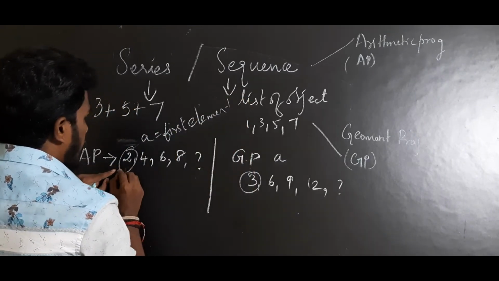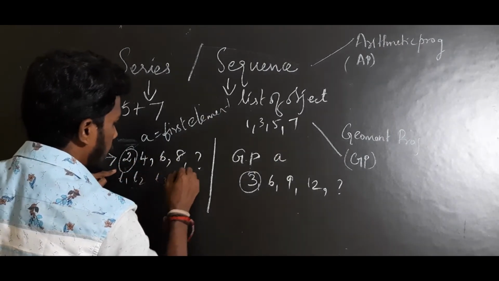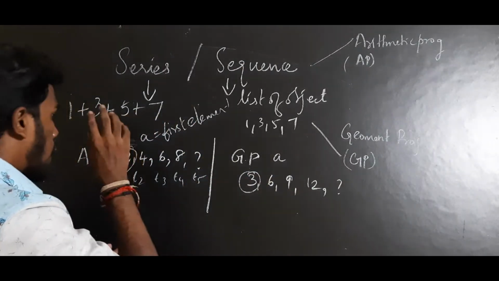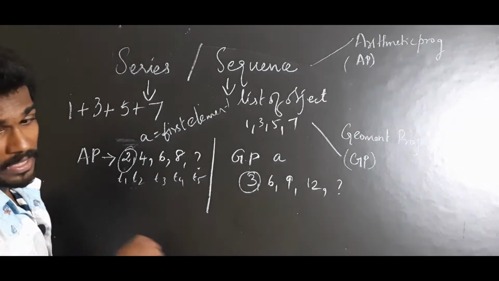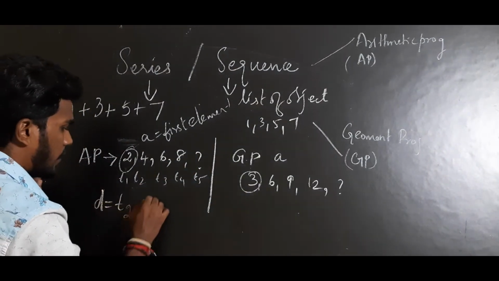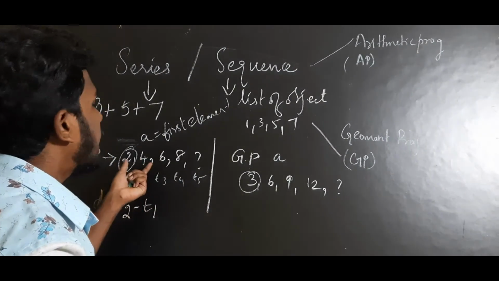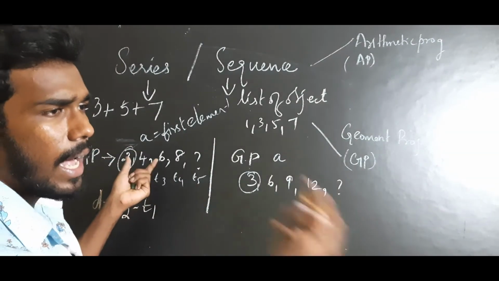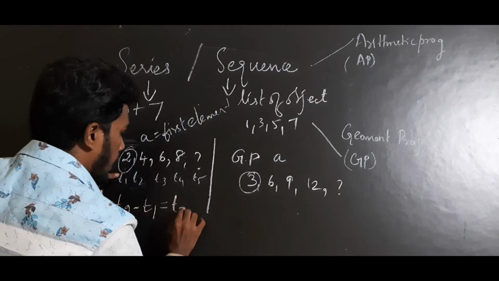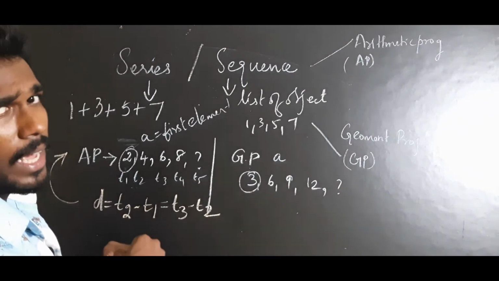And we also call these terms: T1, T2, T3, T4, and T5 I have to find. So the common difference, how I can find it is: D will be equal to second term minus first term. How do you find it as an AP? As I already mentioned, you will be having a common number, either added or subtracted. So T2 minus T1 should be equal to T3 minus T2. Then you call the given sequence an AP.